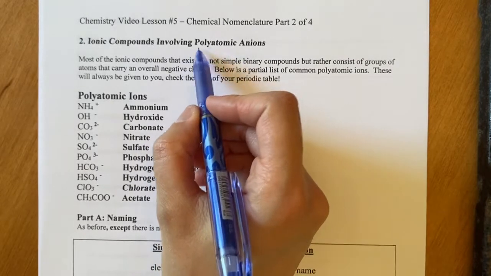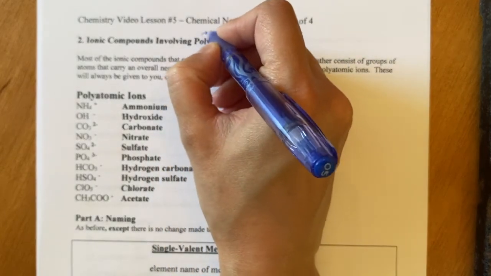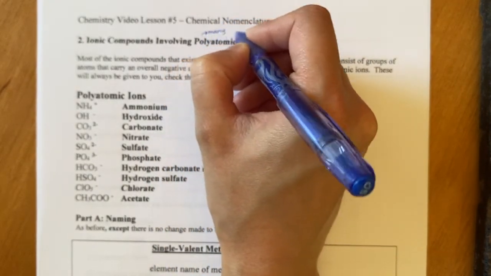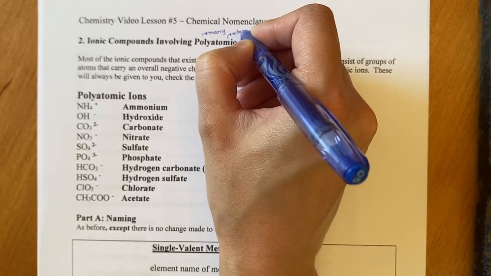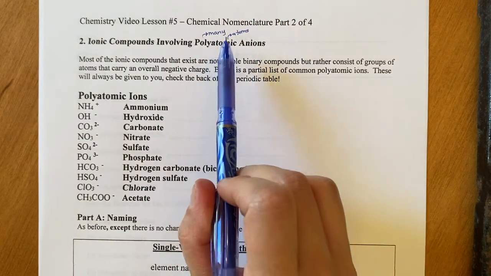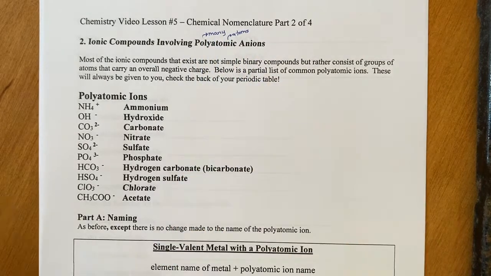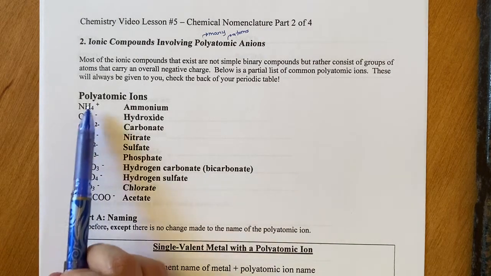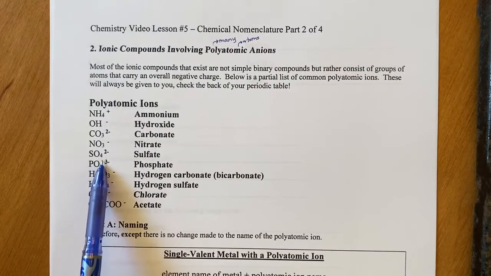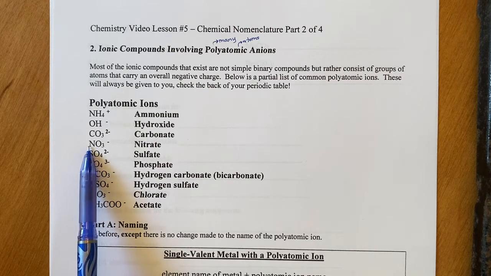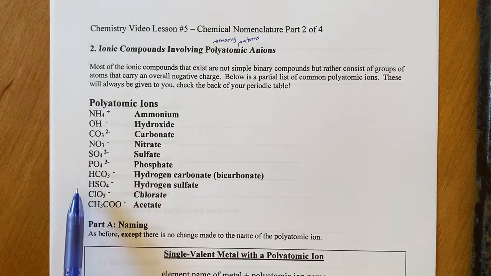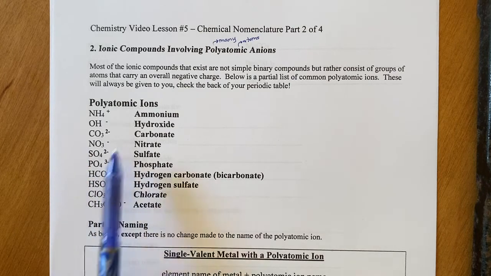So polyatomic, poly means many or more than one. Atomic is atoms. So these are ions that contain multiple atoms. So rather than just one, like a chloride ion or a fluoride ion, we're now going to have these other types of ions that have multiple types of elements or numbers of elements. So 1 nitrogen and 3 oxygens, or a chlorine and 3 oxygens, and so on and so forth.